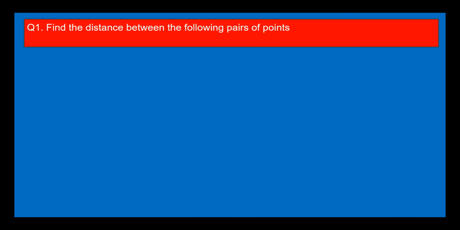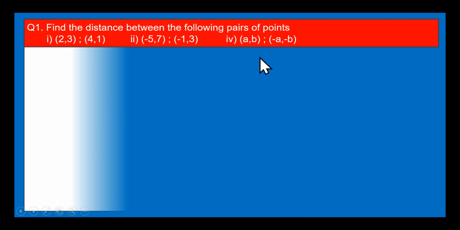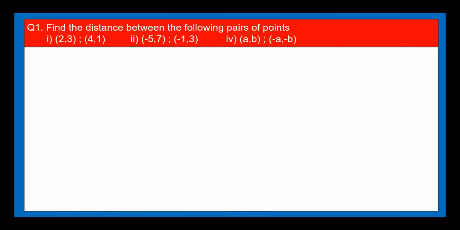Find the distance between the following pairs of points. I shall repeat. Find the distance between the following pairs of points. The first bit, the points (2, 3) and (4, 1), and the second bit, the points (-5, 7) and (-1, 3), and the fourth bit, the points (a, b) and (-a, -b). Here is the solution for the given question.